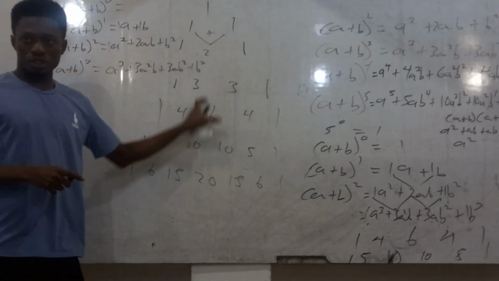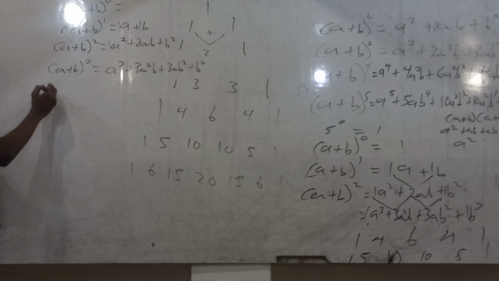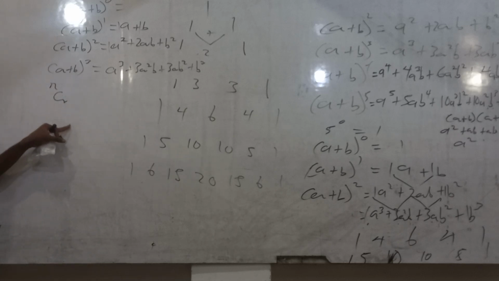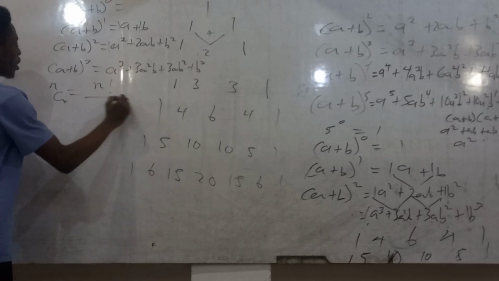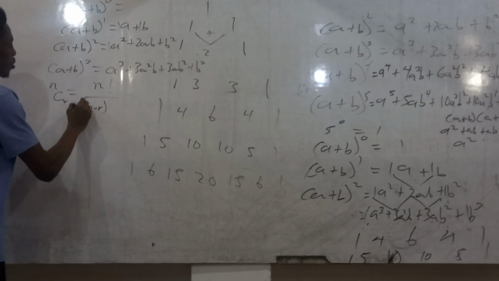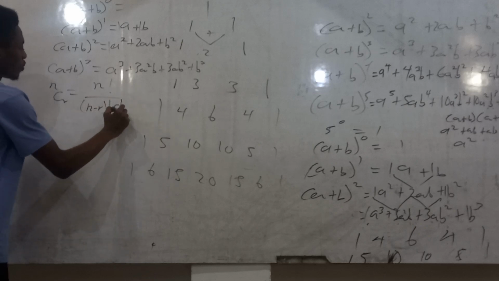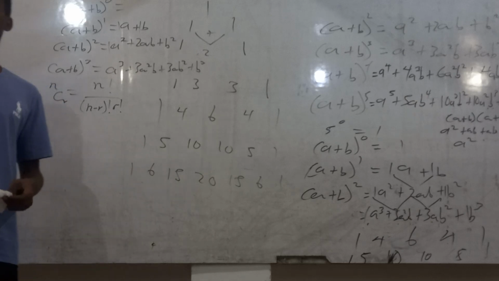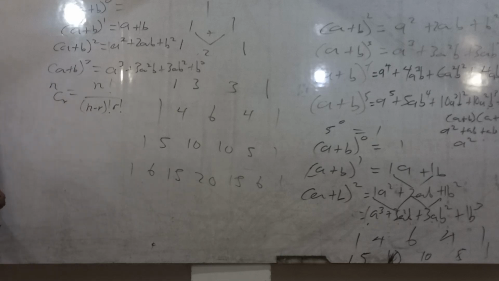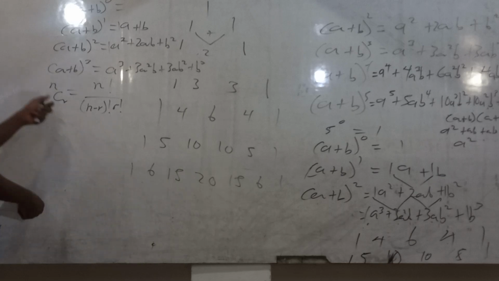These are the coefficients, right? But this is how you get the coefficients using a formula, n combination r, which is equal to n factorial over (n minus r) factorial times r factorial. That's the formula, but you don't need it because there is a combination function on the calculator.